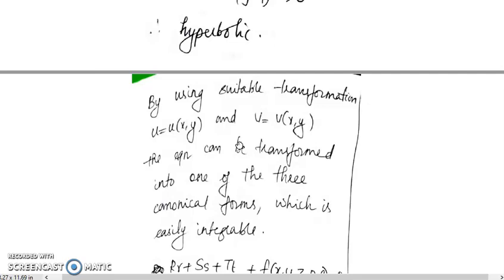Now when you have an equation of the form Rr plus Ss plus Tt plus f of x, y, z, p, q equal to 0, by using suitable substitutions, u equal to u of x, y and v equal to v of x, y, our equation can be made into a simpler form so that we can calculate the solution easily by the methods you have learned previously.